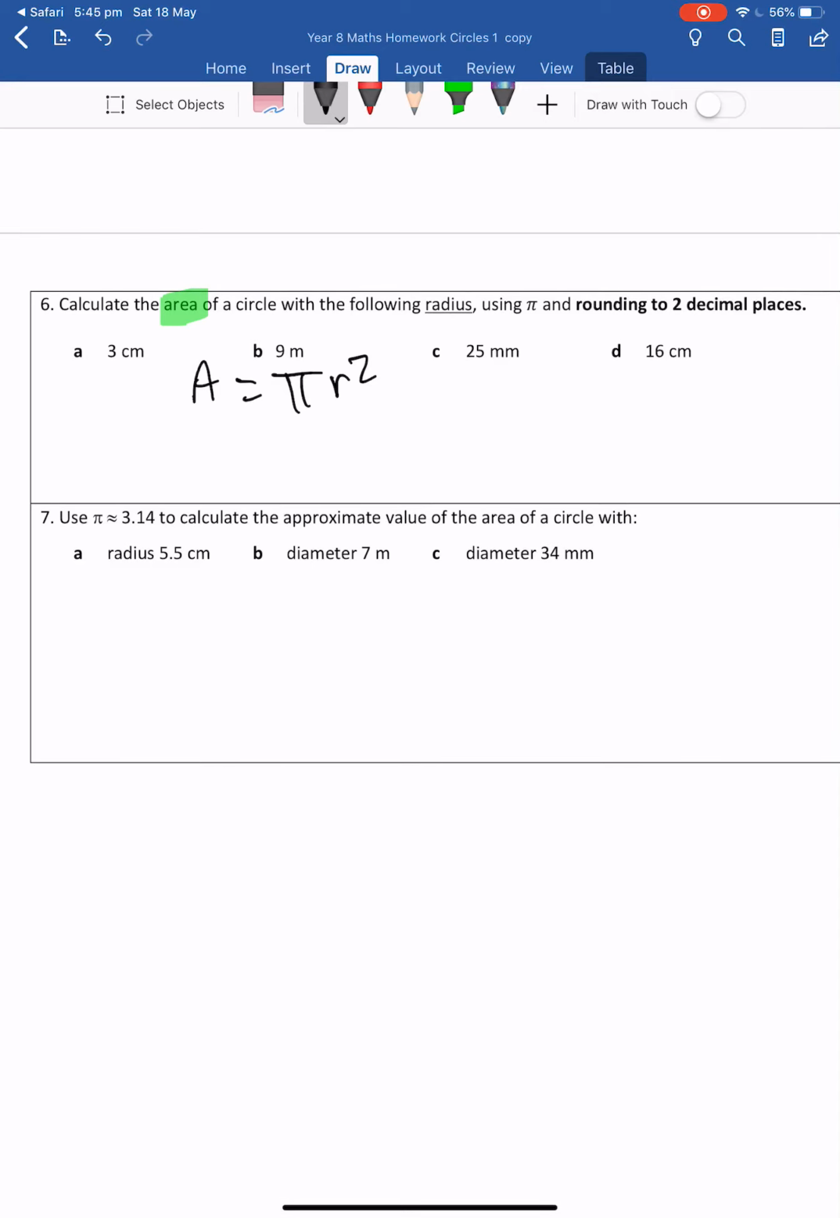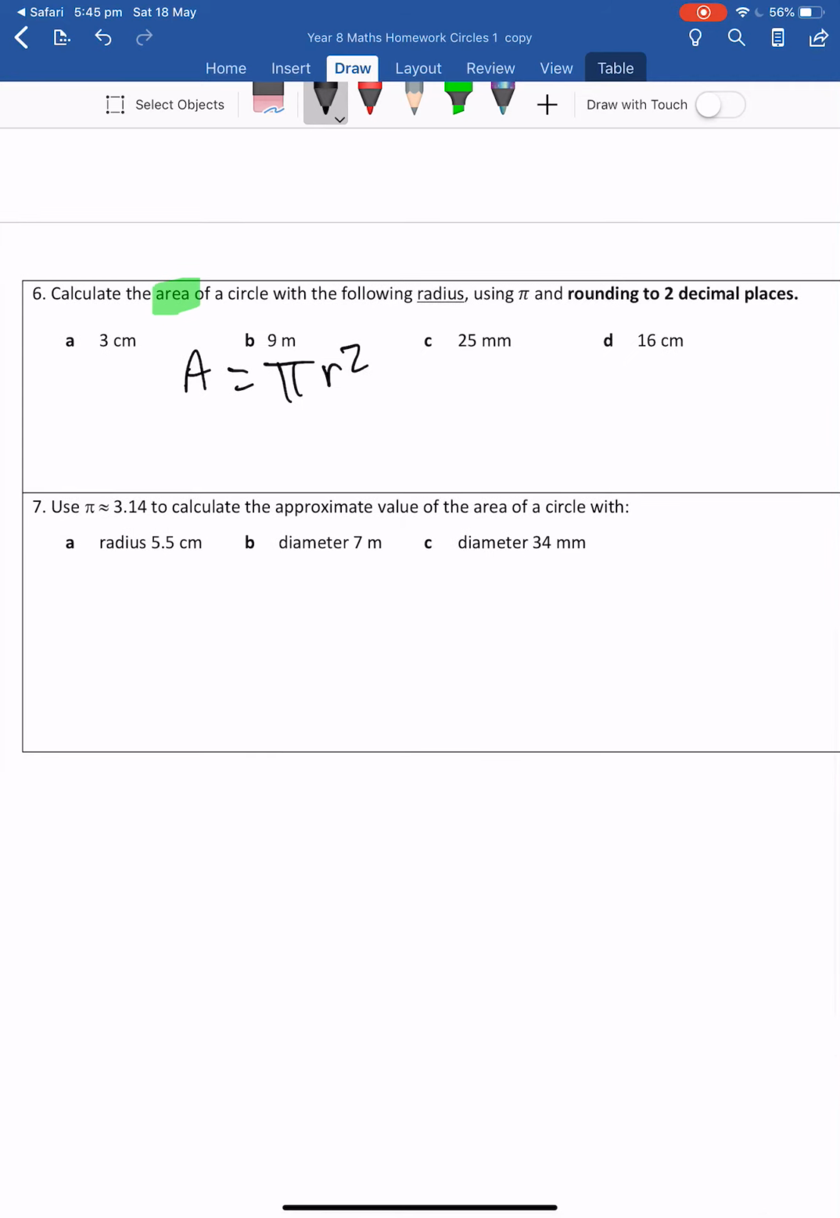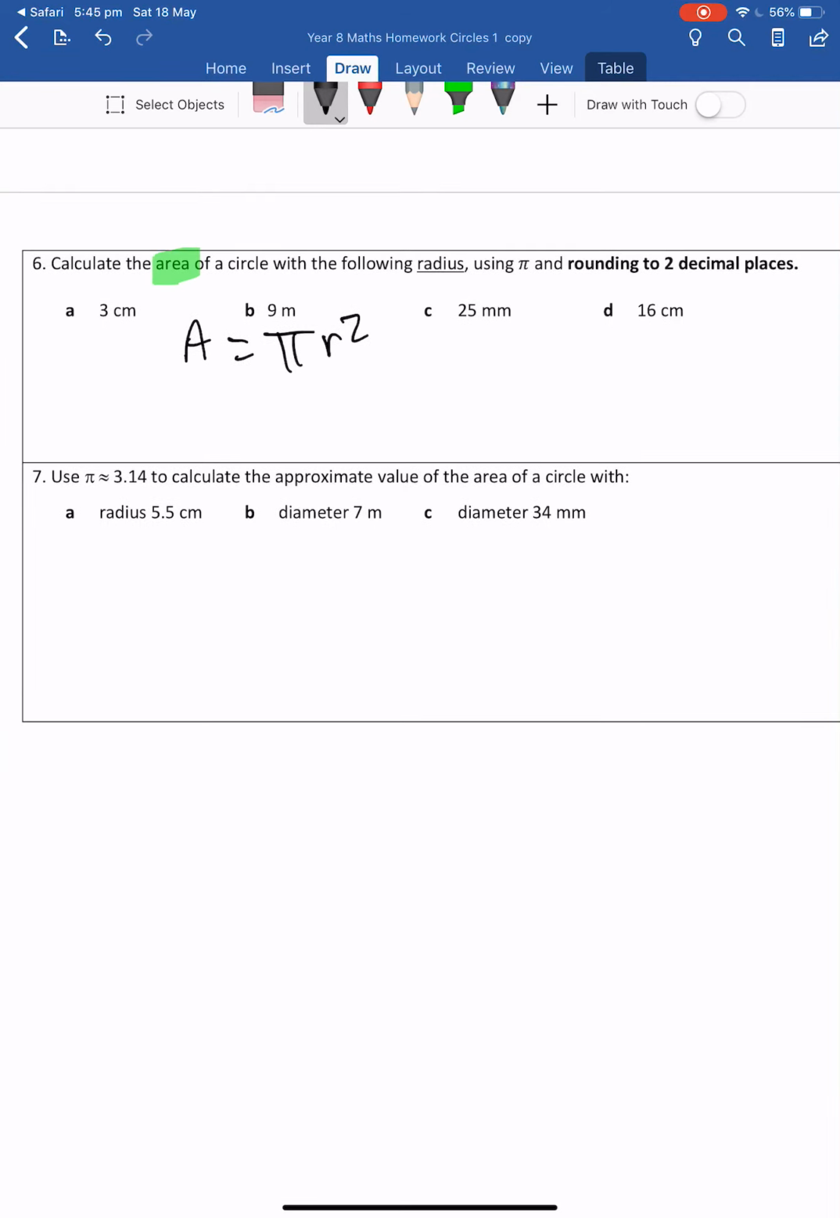The last question, similar again, use pi as 3.14 to calculate the approximate value of the area of a circle with a radius of 5.5. So that one's going to be area equals pi multiplied by 5.5 squared.